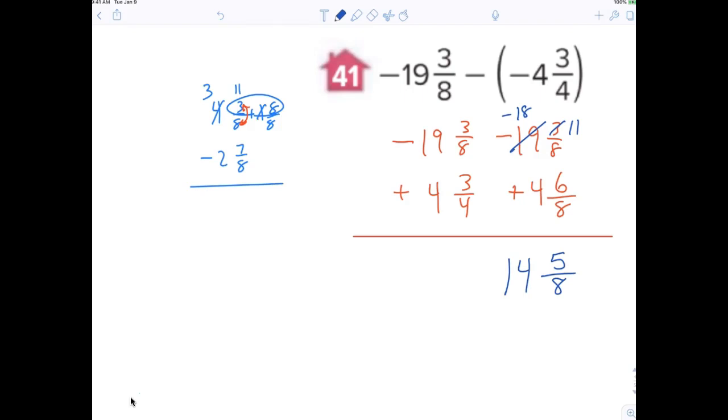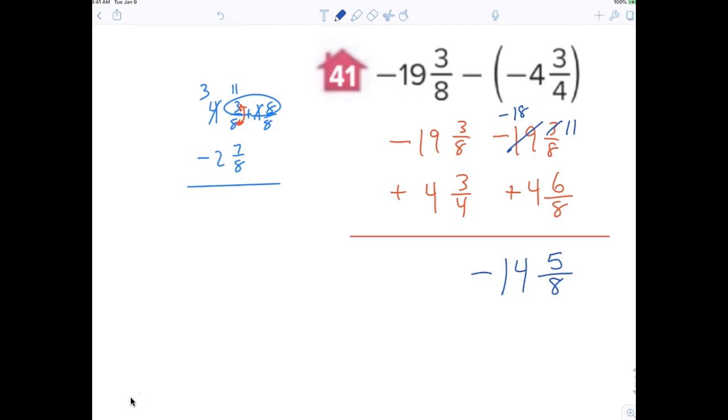What type of 14? Negative 14. If you understand that, you are in fantastic shape. Fantastic shape. If you don't, we got to talk. And obviously, we're talking. Go.